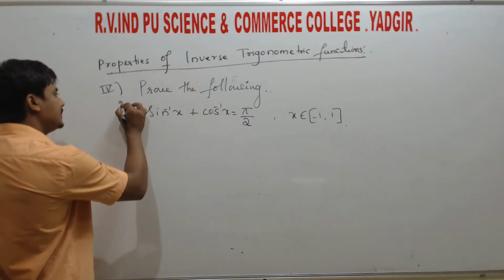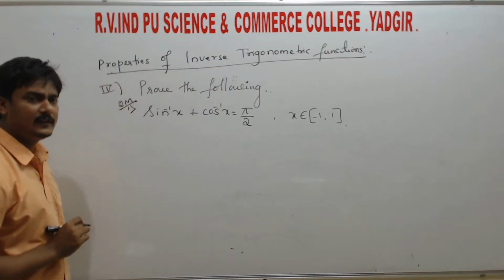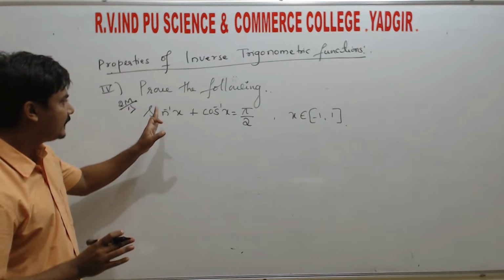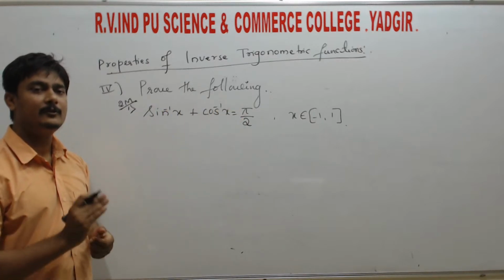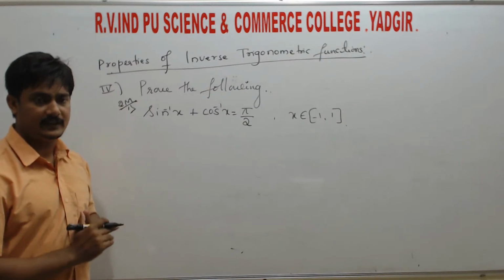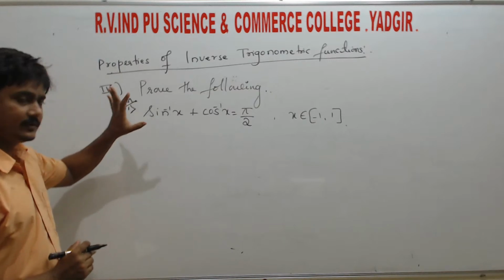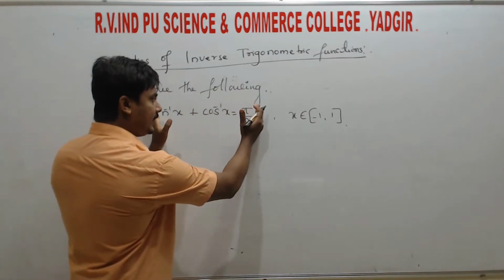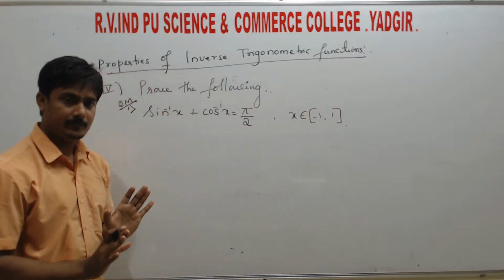So once this question has appeared in our board examination for 2 marks, very simple proof. If you remember the proof of this property, that is sin inverse x plus cos inverse x equal to pi by 2, we are having 2 more such properties. Okay. So how to prove it? Observe very carefully. If this proof is very clear to you, next 2 results we can prove very easily.